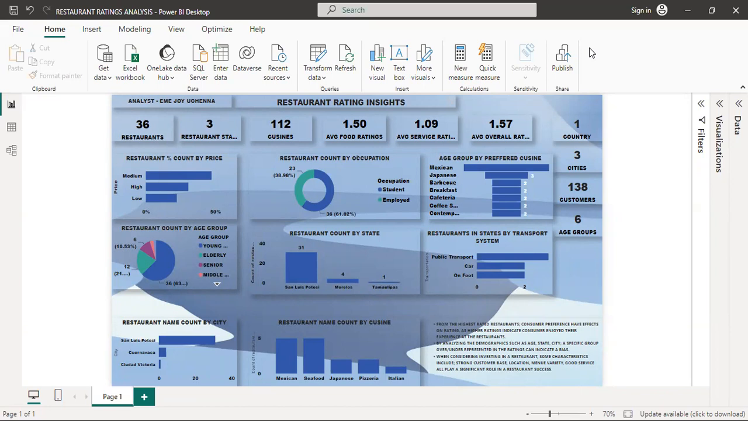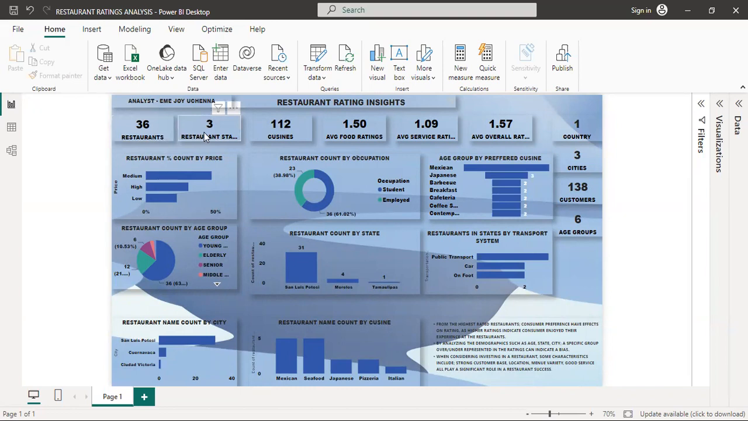A quick look at my Power BI dashboard. Here is a summary of the KPIs I calculated. Total restaurants, 36. This KPI gives you the overall count of restaurants in the data set, providing an understanding of the scale and scope of the analysis.